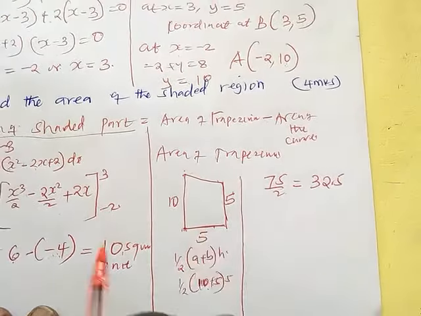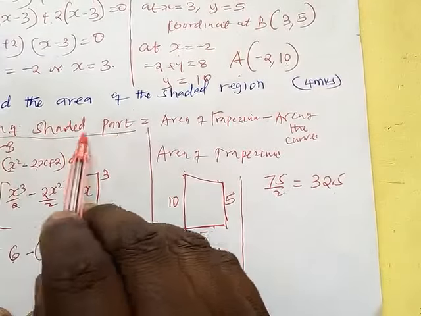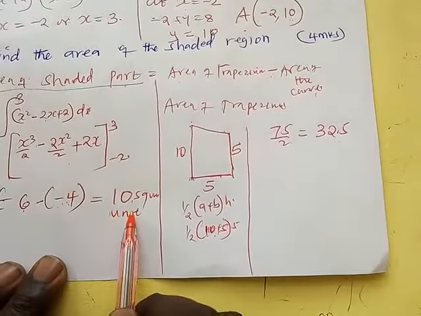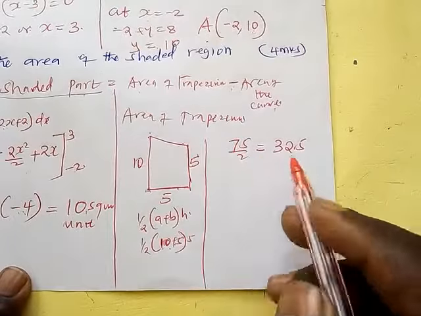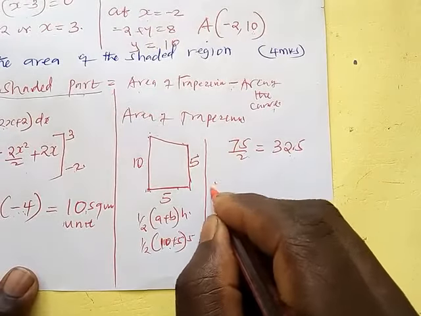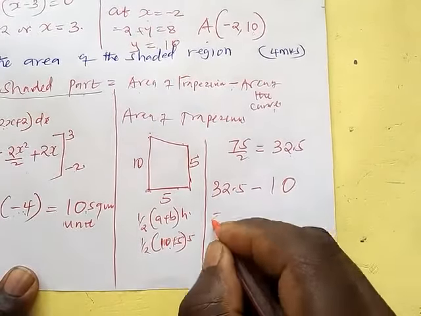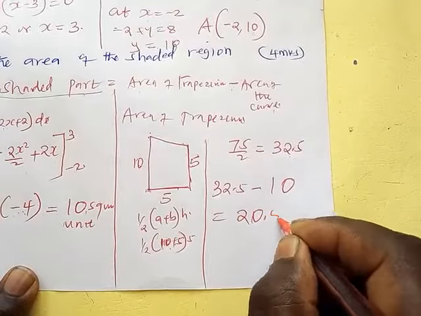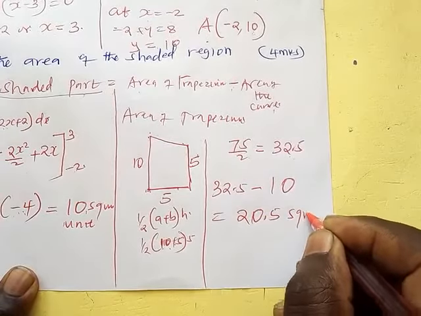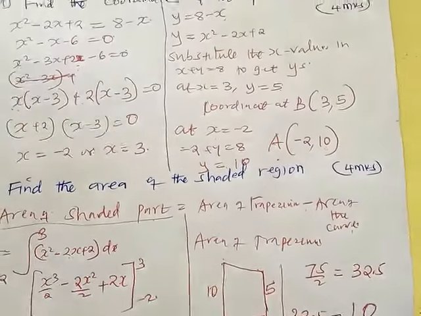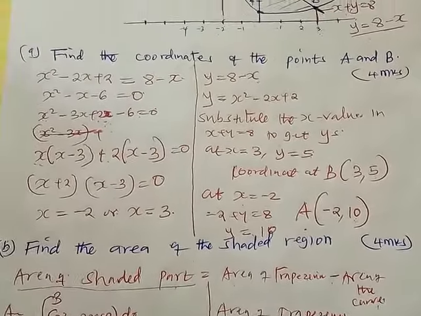But remember, how do you get the shaded region? The shaded region is area of the trapezium subtract area of the curve. Area of the curve is 10 units. Area of the trapezium is 32.5. Therefore, area of the shaded region is 32.5 subtract 10. And that one is 22.5 square units. That's how you are going to make your 10 marks in paper 1.